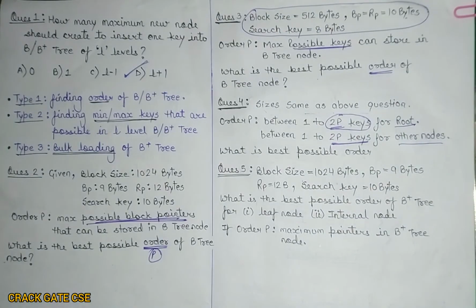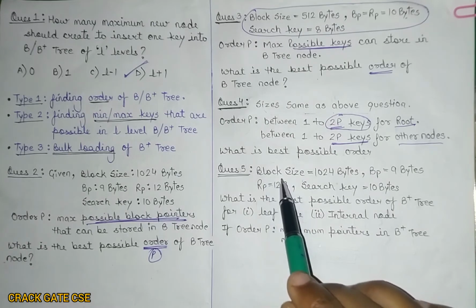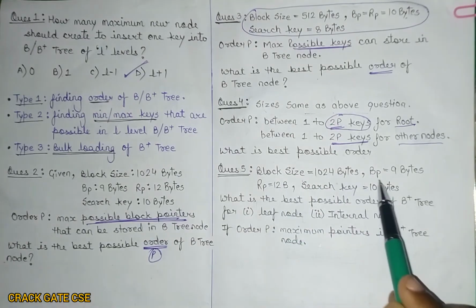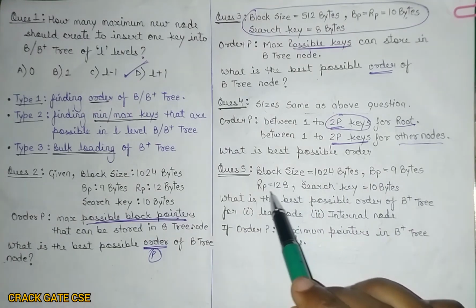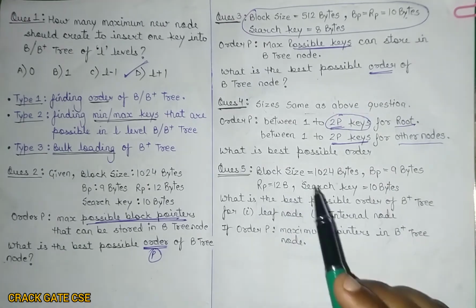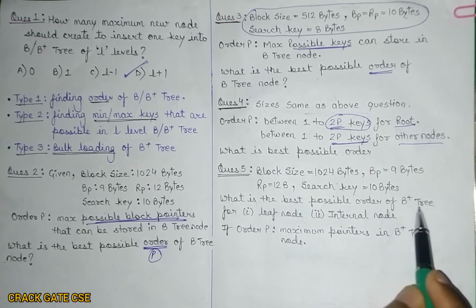Now let's move on to the fifth question. In the fifth question, you can see that we are talking about the B plus tree, not about the B tree. So there is a slight variation while solving these kinds of questions. The information is given as block size is 1024 bytes, block pointer 9, record pointer 12 bytes, search key is 10 bytes. So what is the best possible order of the B plus tree?